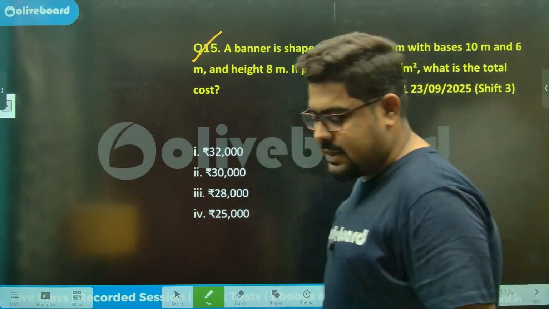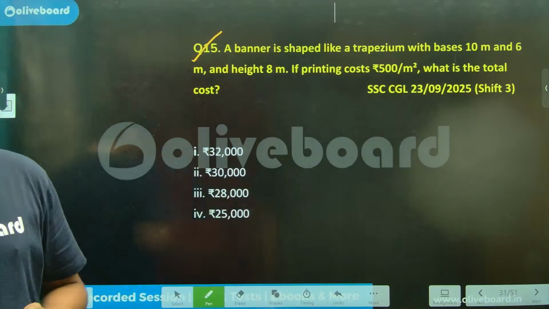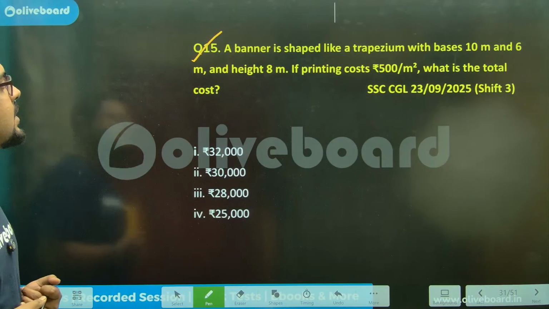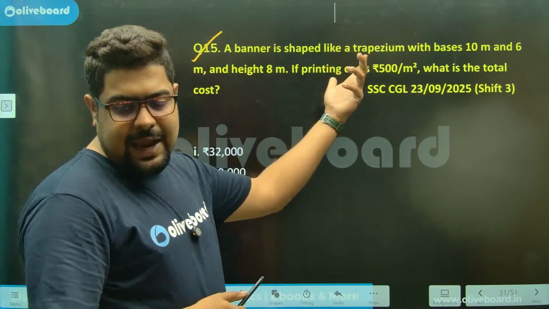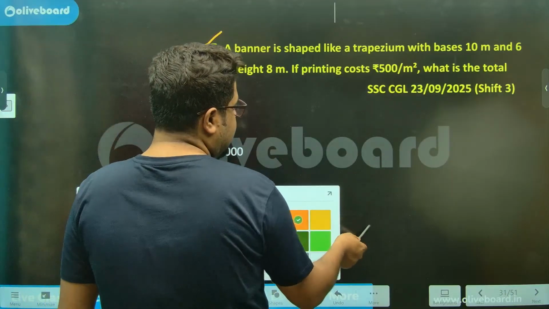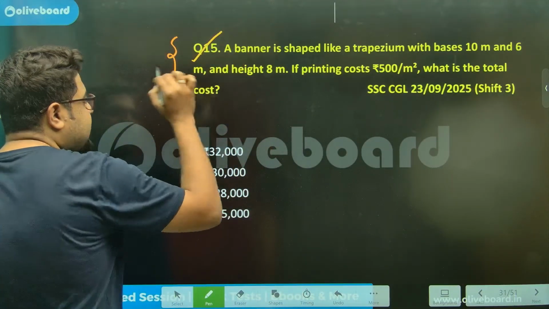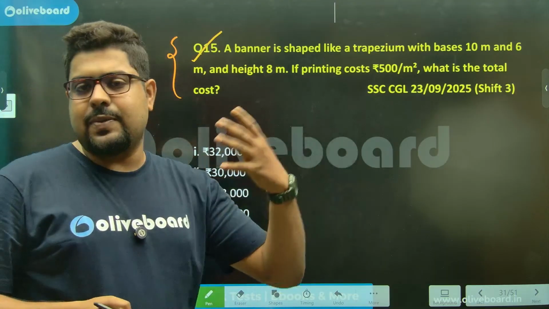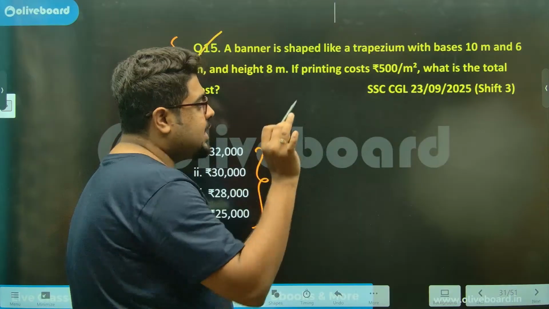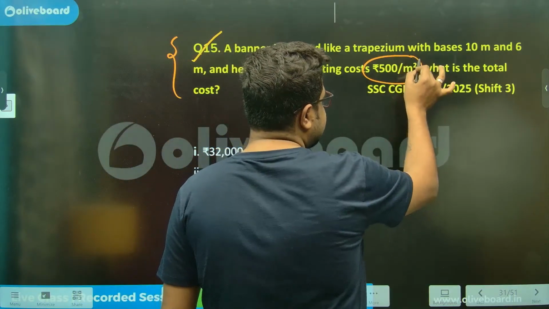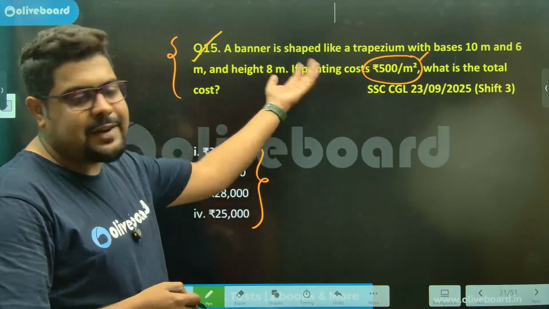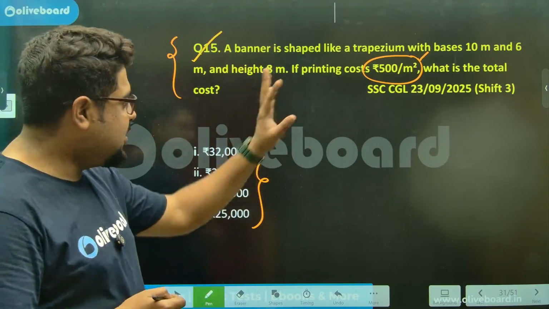Let's learn the concepts. A banner is shaped like a trapezium with bases 10 and 6. Height is this. Painting cost is, sir, again, area into painting cost. For typical questions, especially in 3D, always remember your answer options. Sometimes you can find the answer just by checking a multiple of this. But here all 4 options are definitely multiples of 500, so I cannot use that shortcut here.